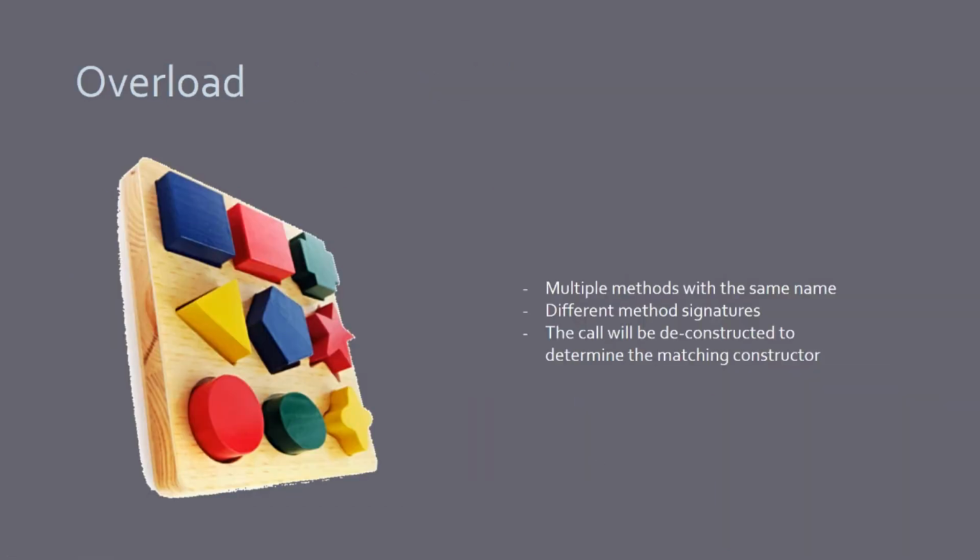Now we can also overload methods. When we overload a method like that, we are taking those multiple methods with the same name and relying on the fact that they have different method signatures. And remember that from our earlier chapter talking about methods. The method signature involves the data return type, the method name, and all of the different parameters that the method expects to be passed to it. So the call to a method will be deconstructed to make sure the matching constructor is used or executed.